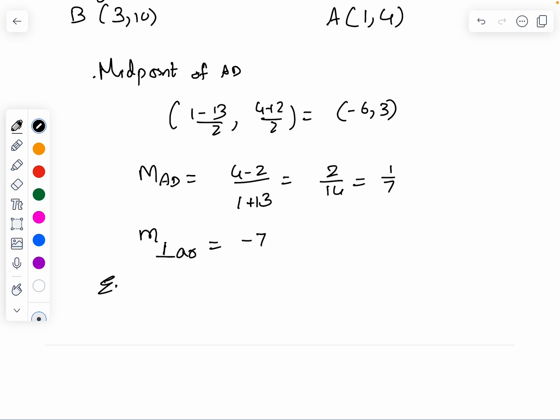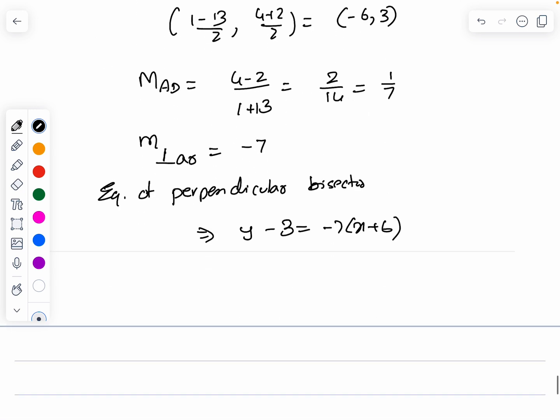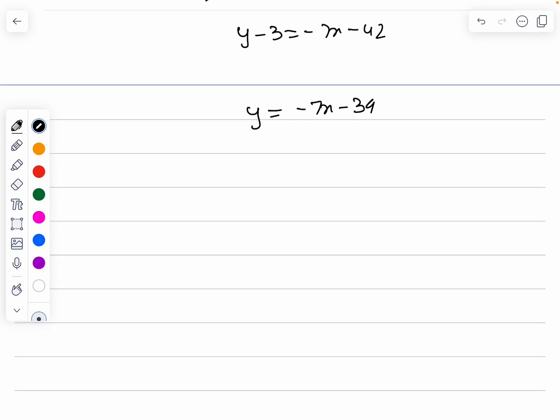So now the equation of the perpendicular bisector will be y minus y1 equals m times (x minus x1), which is negative 7 times (x minus x1). So what does that become? y minus 3 equals negative 7x minus negative 42. So y equals negative 7x minus 39. That is the equation of the perpendicular bisector for AD.